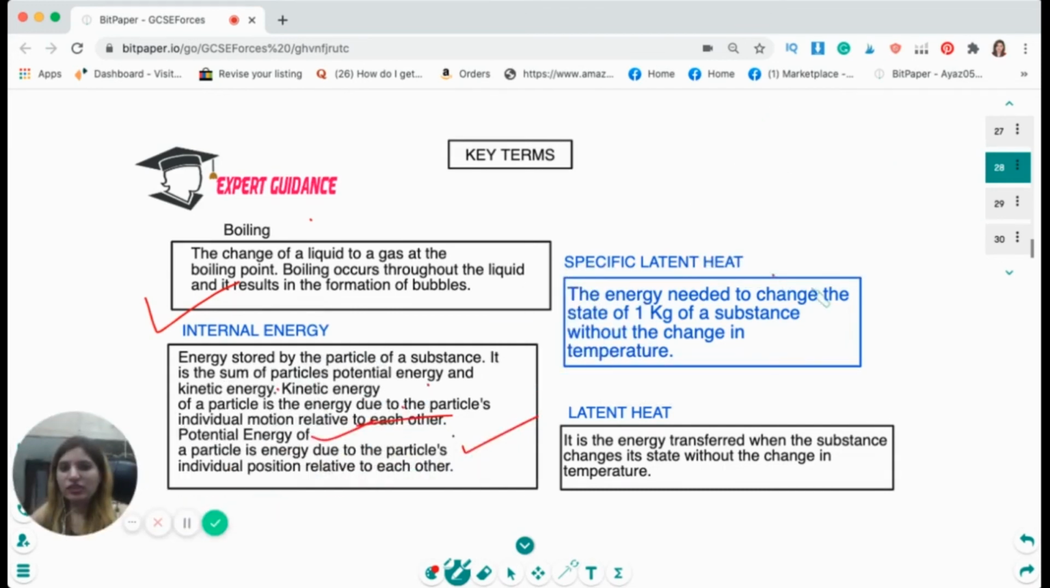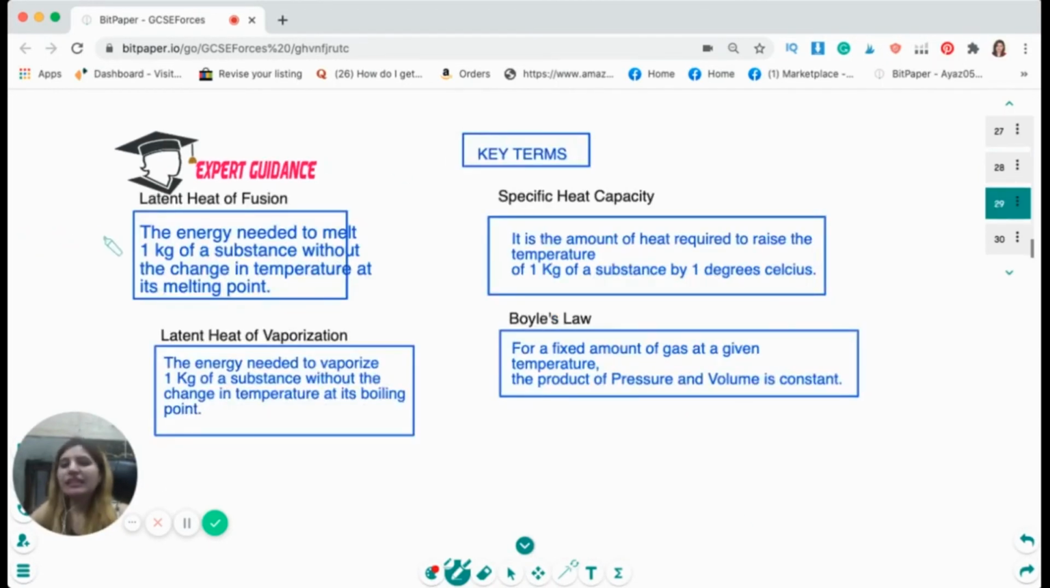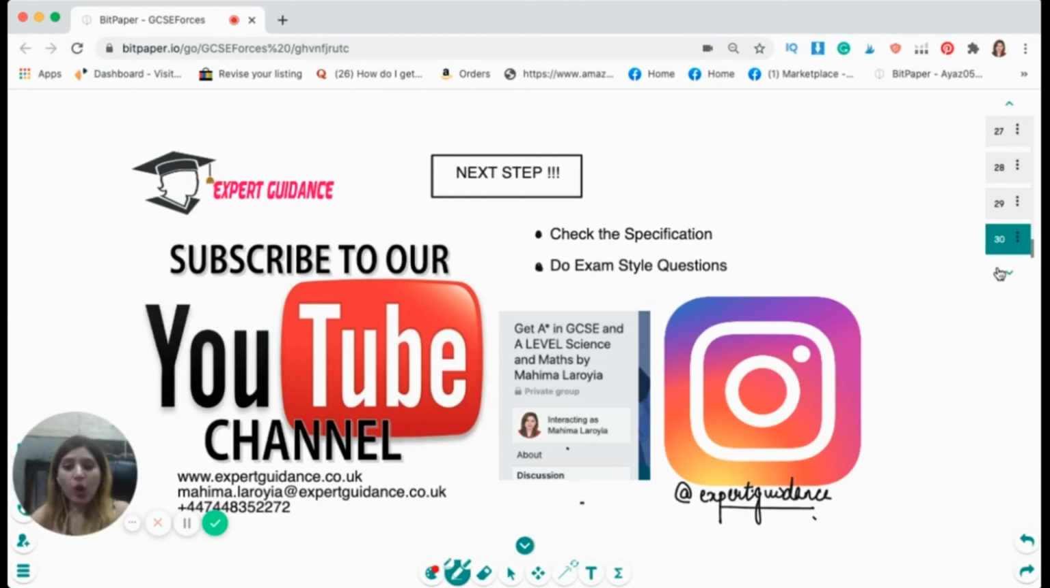The latent heat is the energy needed to change the state of 1 kg of substance without the change in temperature. The latent heat is the energy transferred when the substance changes its states without the change in temperature. Latent heat of fusion is the energy needed to melt 1 kg of a substance without the change in temperature at its melting point. And latent heat of vaporization is the energy needed to vaporize 1 kg of a substance without the change in temperature at its boiling point. Specific heat capacity is the amount of heat required to raise the temperature of 1 kg of a substance by 1 degree centigrade. And Boyle's law states that for a fixed amount of gas at a given temperature, the product of pressure and volume is constant. So I hope this unit is clear to you.